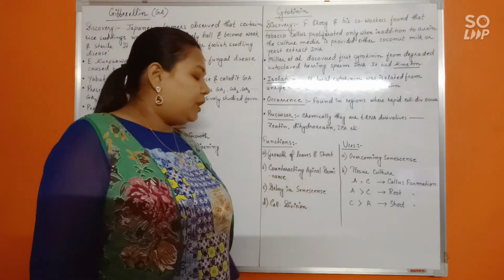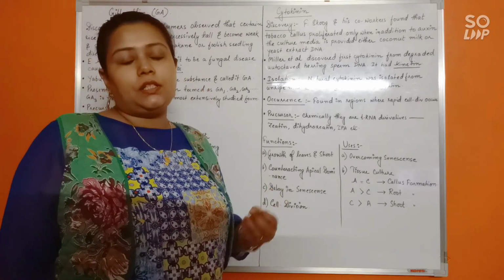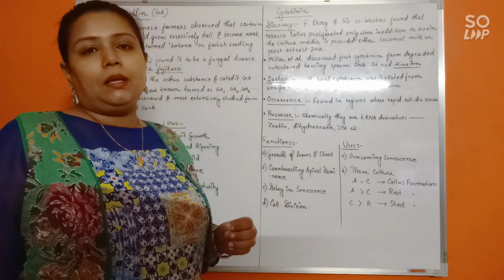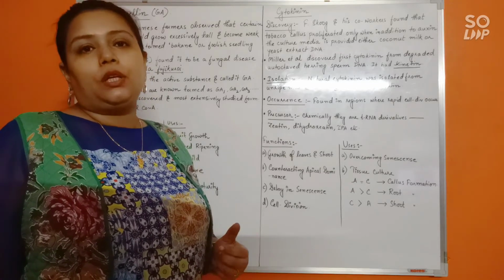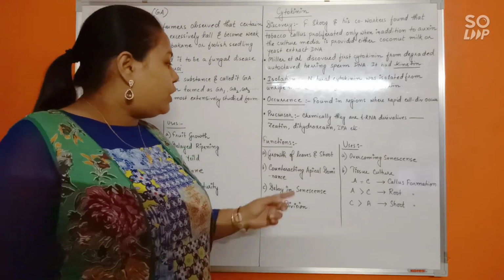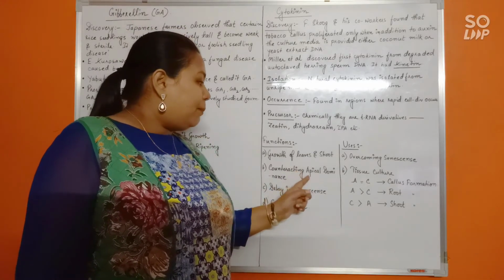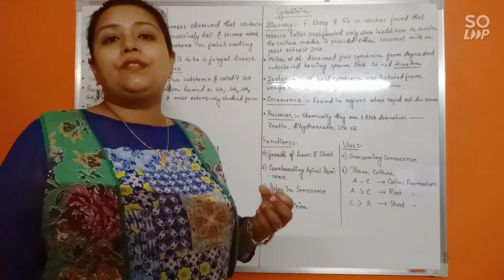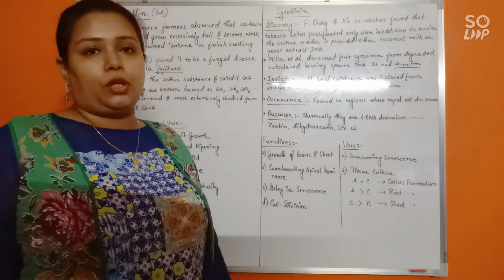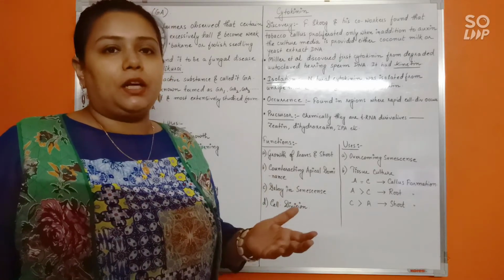Counteracting apical dominance. Now this is very important for your exam. You know that apical dominance means in the presence of apical bud, lateral buds would not be allowed to grow, and that is promoted by auxin, isn't it? So it is seen that even in the presence of auxin, the apical dominance can be prohibited if cytokinin is present in the plant body. Cytokinin will counteract apical dominance.